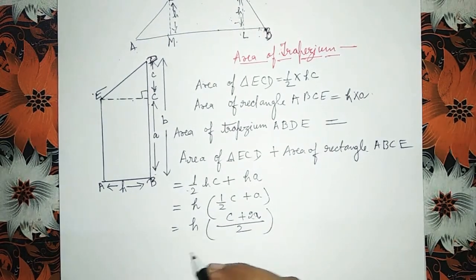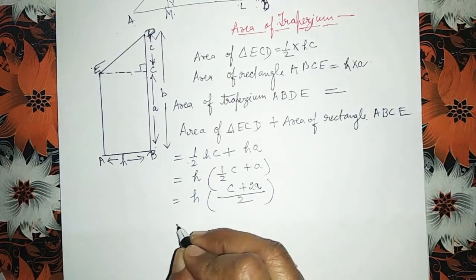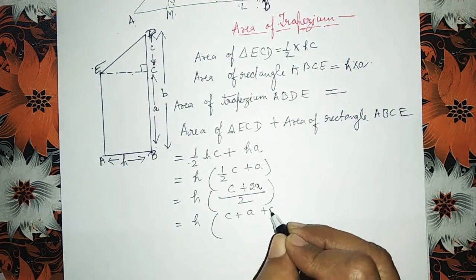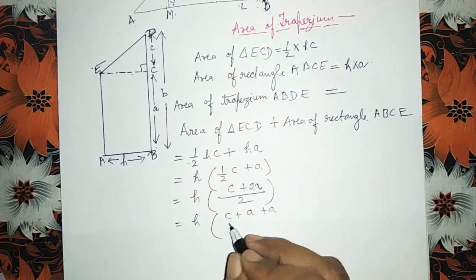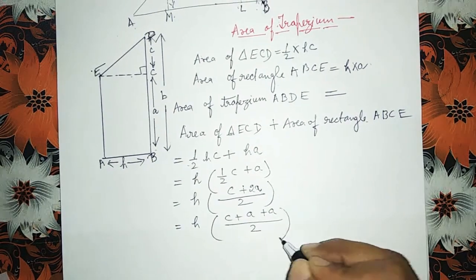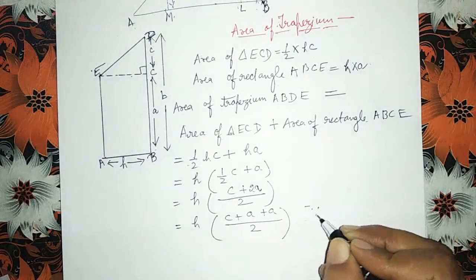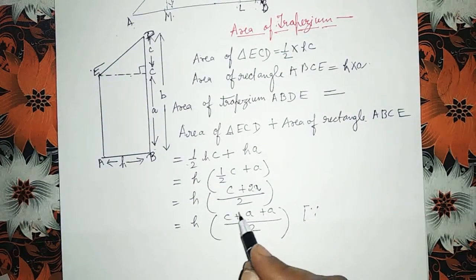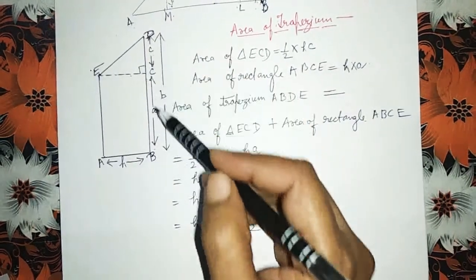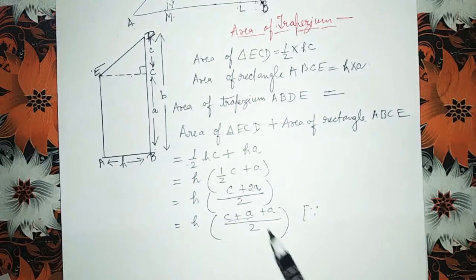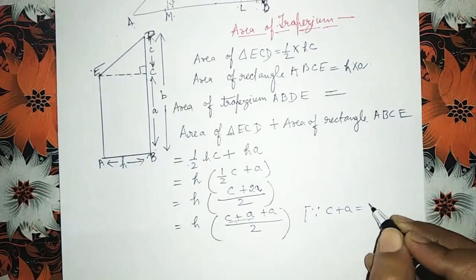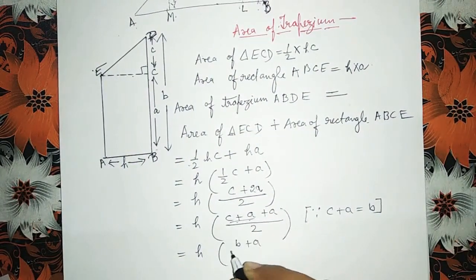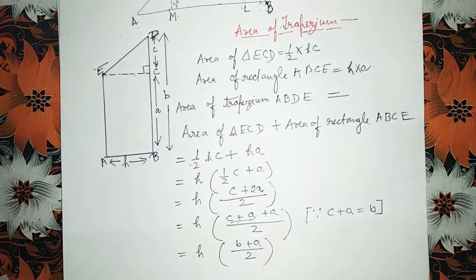Now students, after this step, what you will do? See, H into C plus A plus A. For 2A we can write A plus A whole divided by 2, bracket close. Now here since this A plus C, you can see here it is equals to B. So in place of C plus A we will write B. Okay. Now H into B plus A upon 2. Clear?